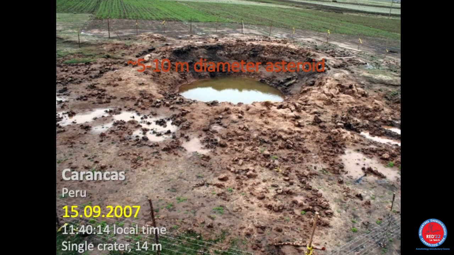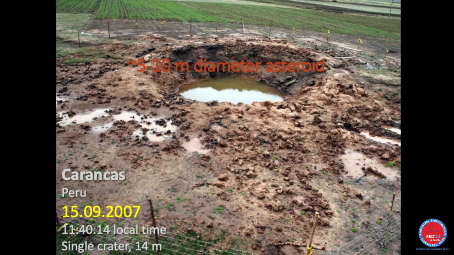However, those kinds of things are also hitting the Earth. The youngest impact crater on Earth was formed in 2007. This is not a long time ago. It is happening all the time. We should know about that. We should care about that. We should be prepared for it. So this one is really, really small. It was about 14 meters in diameter.